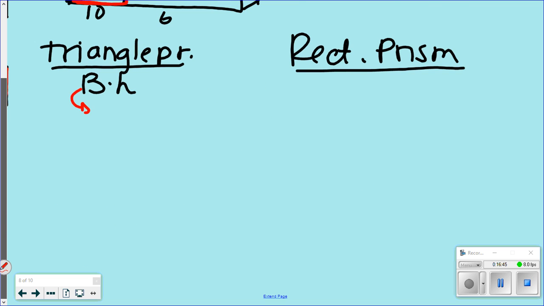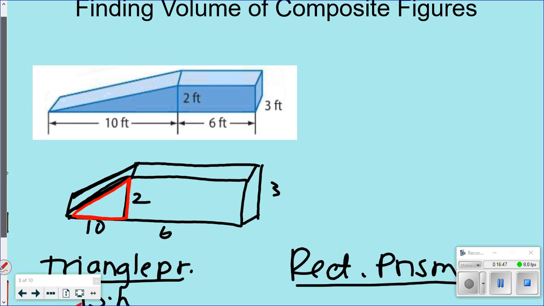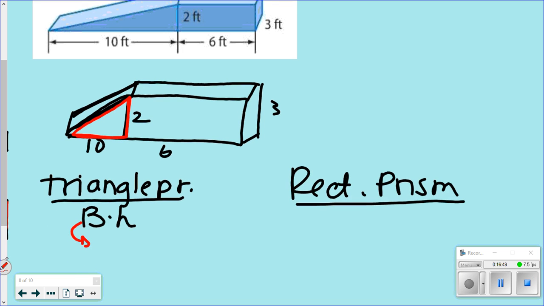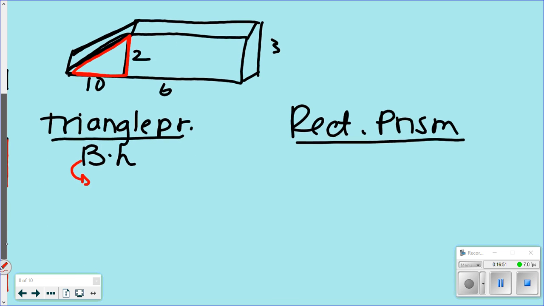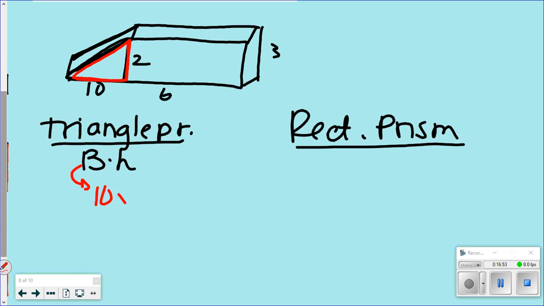So how do I find that again? Just a triangle. Come on. I'll tell you what. It'll be 10 times 2 divided by 2. That would be just my triangle. Times, what's the height of that thing? What's the height right here? 3. Should be 3.